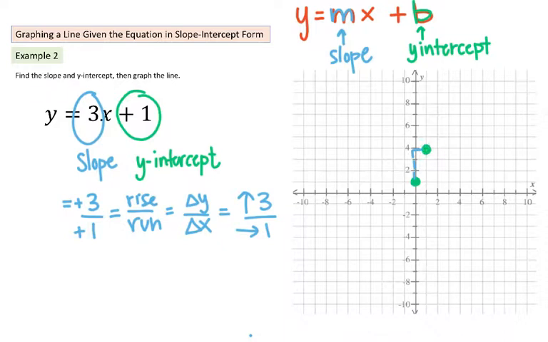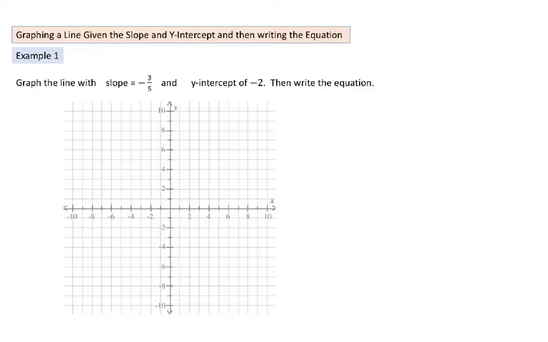Now that should be enough, but if you wanted to make more points, go up 3, go right 1. You can make as many points as you want in a stair step, and then connect the dots. So this would be the graph of the line y equals 3x plus 1. It's in slope-intercept form. The slope is 3. The y-intercept is 1. Now, in this example, they didn't give us an equation, but they gave us the slope, and then they also tell us the y-intercept.